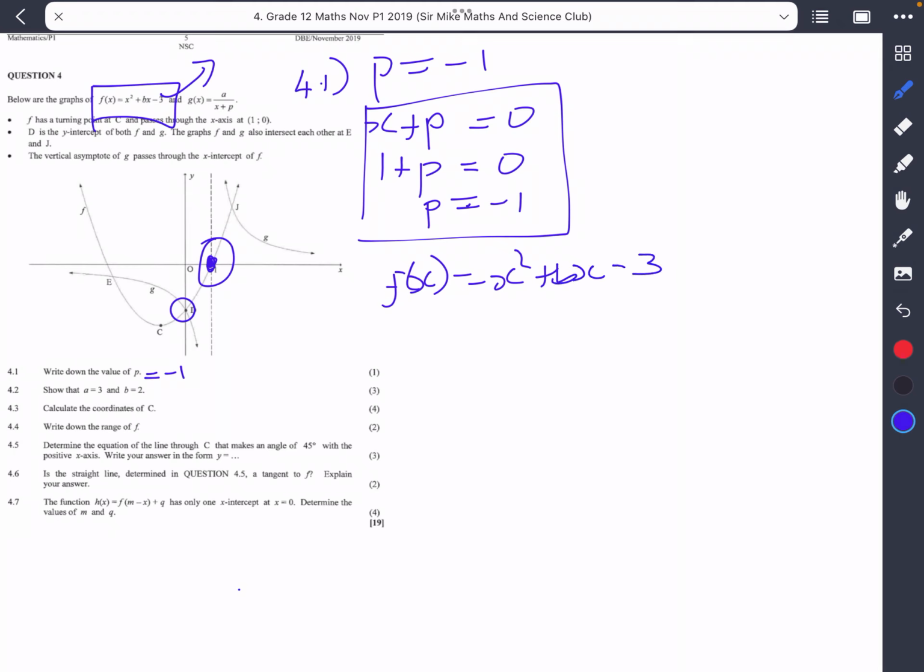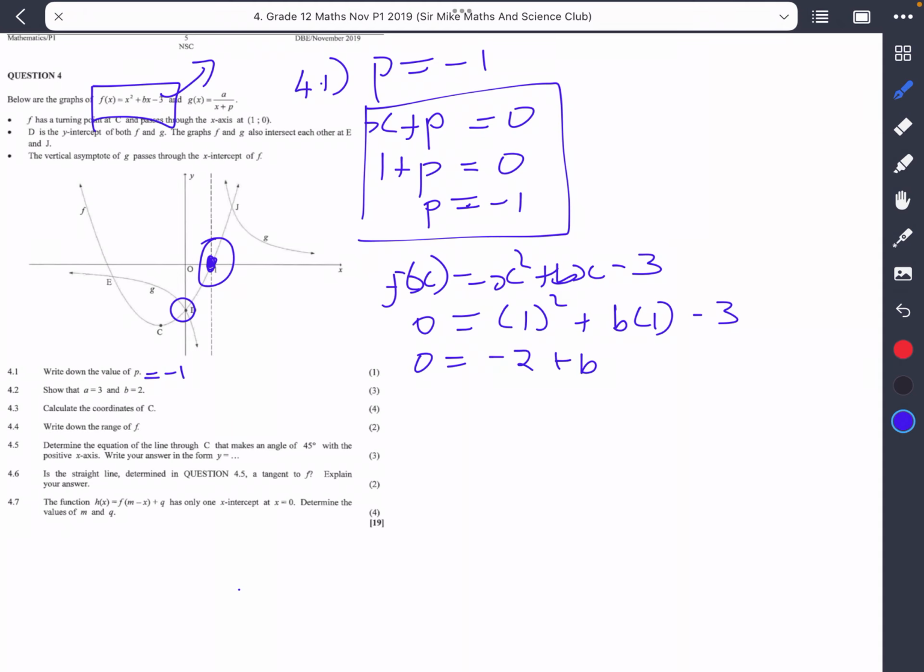So in this case I'm just going to substitute that point, which is (1, 0). So y would be 0, and of course x would be 1. So this would be 1 squared plus b multiplied by 1 minus 3. We know that 1 minus 3 gives us negative 2. So we would have 0 being equal to negative 2 plus b.